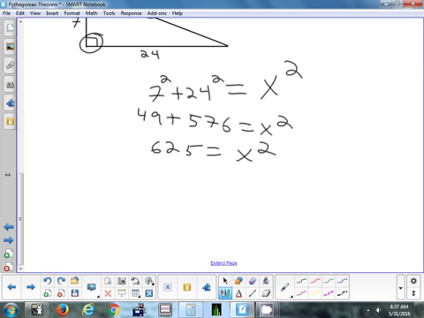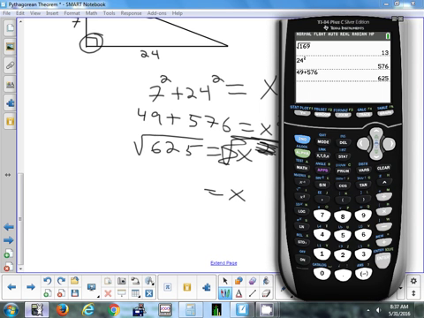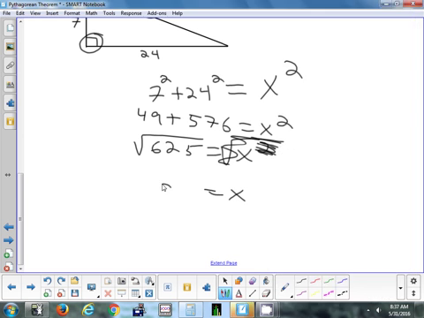Now the last step is you got to get rid of this 2. Square root on both sides. Square root cancels the square. Okay, and now we're going to type in the square root of 625. Square root of 625. And I got an answer of 25. Is that a fraction? Is that a decimal? Nope, I got a nice number.